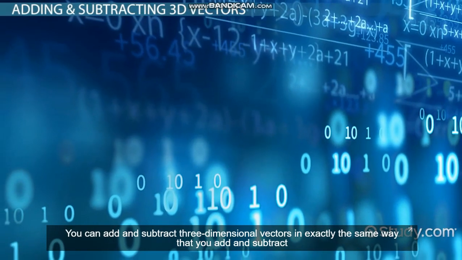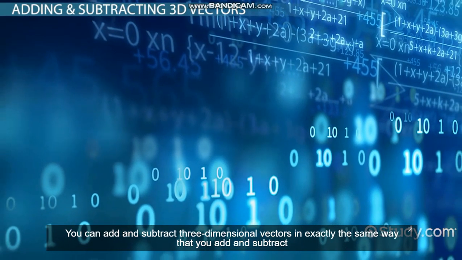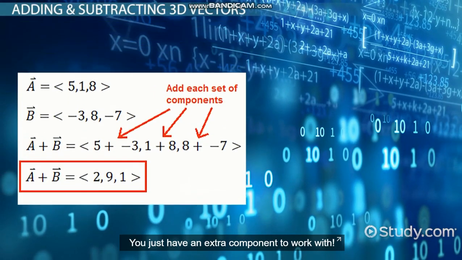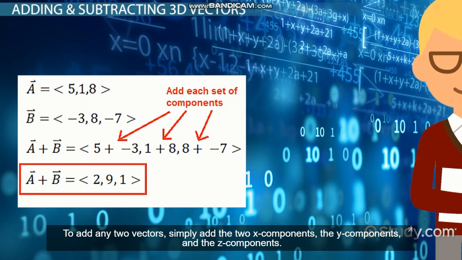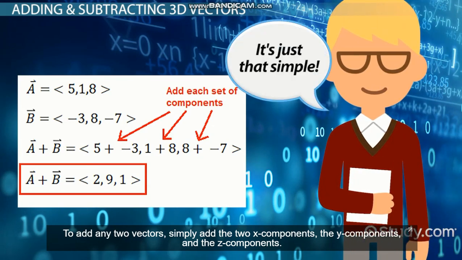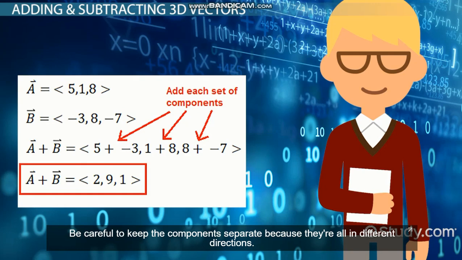You can add and subtract three-dimensional vectors in exactly the same way that you add and subtract two-dimensional vectors. You just have an extra component to work with. To add any two vectors, simply add the two x components, the y components, and the z components. Be careful to keep the components separate because they're all in different directions.